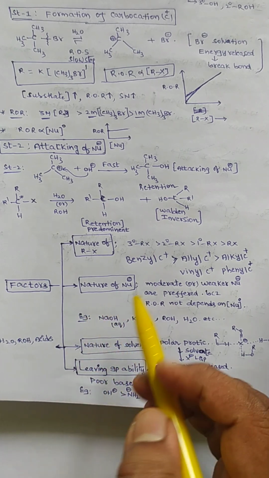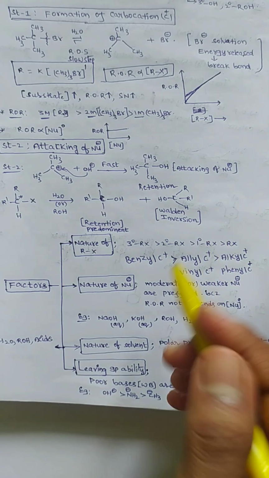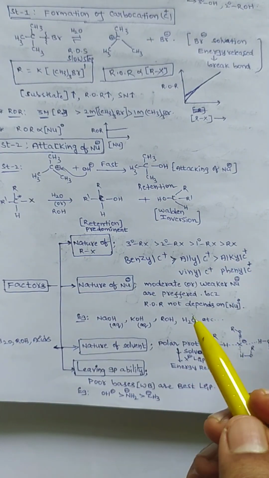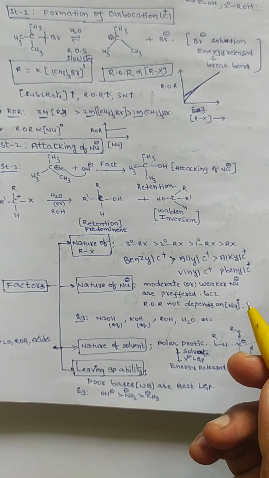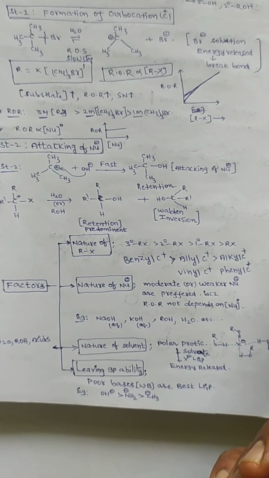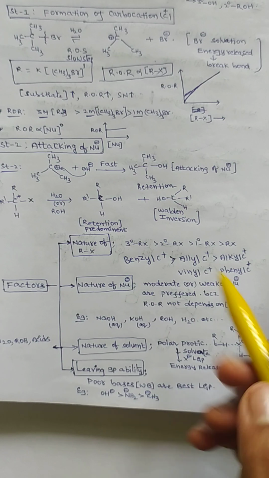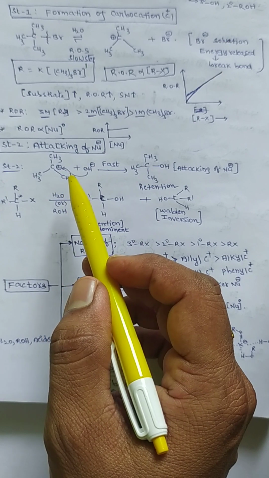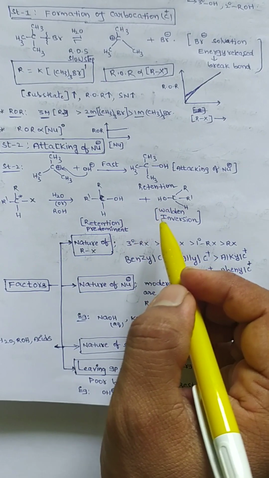Next one is nature of nucleophile. The nucleophile is involved in the second step, not in the first step, so it is not involved in the rate determining step. Therefore either a weaker nucleophile or a moderate nucleophile is preferable. Stronger nucleophiles are not required. Just weaker nucleophiles can participate in the reaction, because the rate of reaction does not depend upon the concentration of the nucleophile.